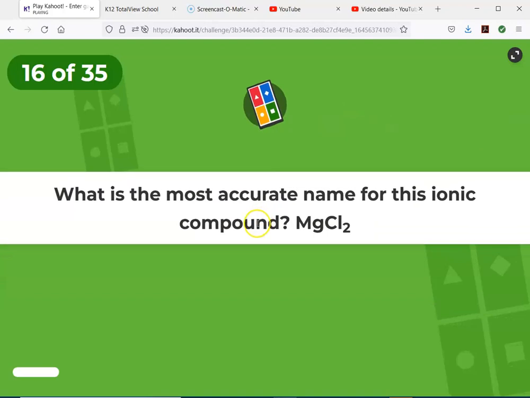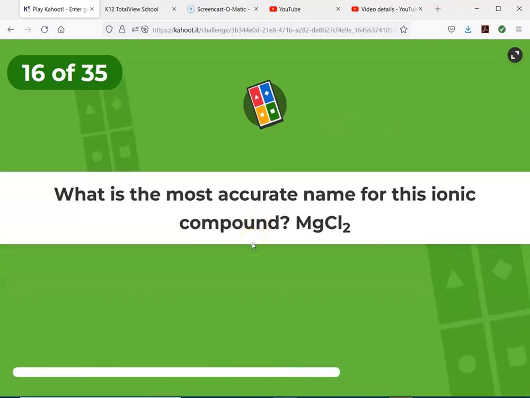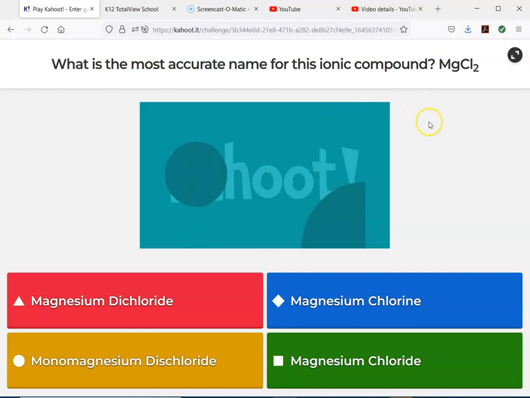Number 16, what is the most accurate name for this ionic compound? The MgCl2. Most accurate name for this ionic compound. Well, remember our rules. First, name the metal. Second, name the nonmetal. Third, change the ending of the nonmetal to IDE. Those are our simple rules for ionic compounds.